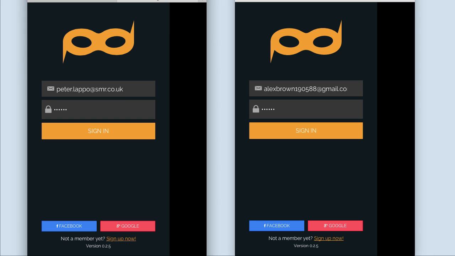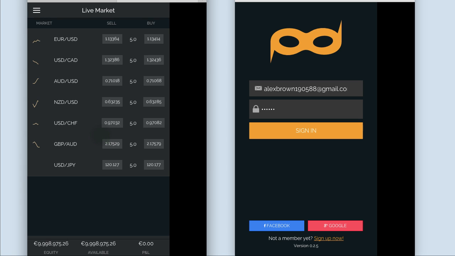Okay, let's start trading. Here we see the login screen. We're going to log in with a pre-registered trader. You can also log in, however, with Facebook or Google, as you see below. But for now, we have a registered trader called Pete, who we're going to log in with.